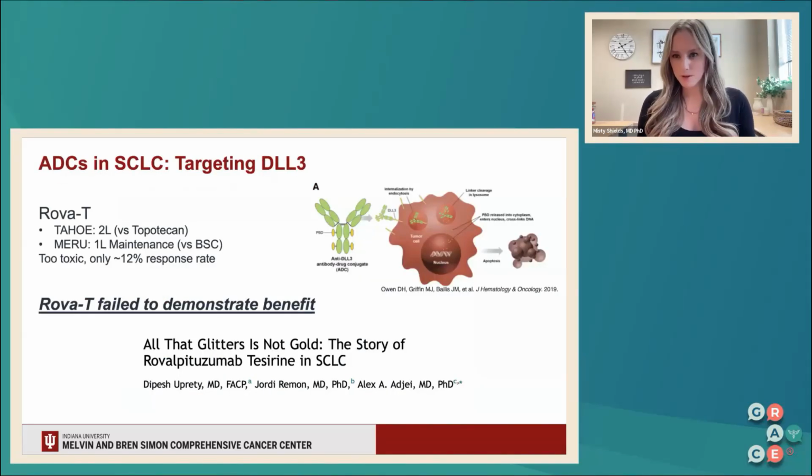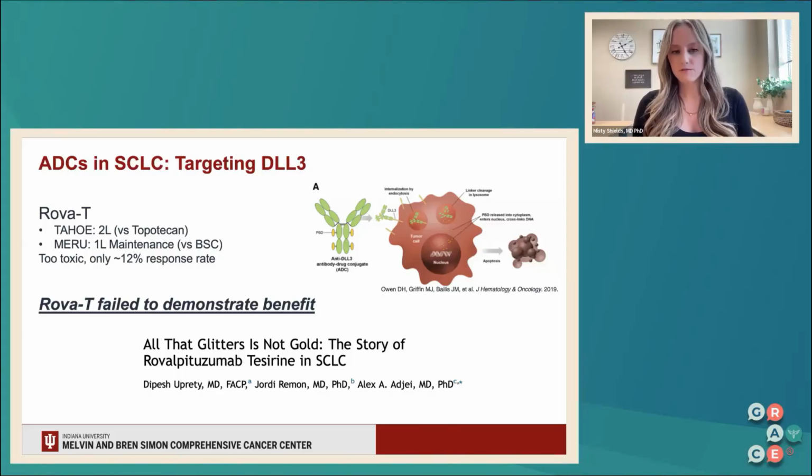The original antibody drug conjugate that was studied in small cell lung cancer was actually not a success story. This was called Rova-T, and it failed to demonstrate benefit for patients with small cell lung cancer. This was the first ADC to market with DLL3 before tarlatamab, actually. That was the DLL3 bispecific T cell engager. And so while this was a very prominent target, up to 70–80% of small cell lung cancer having this target, the antibody drug conjugate Rova-T was unsuccessful in inducing response. Only about 12% of patients responded.